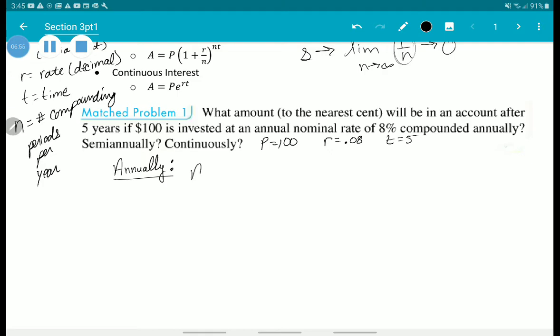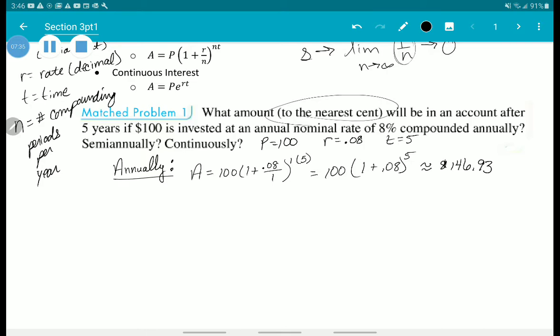So annually, we're going to have A equals P times 1 plus the interest rate divided by N. Now, since we're doing this annually, N is 1, to the N times T. T is 5. Before you type this in the calculator, you're going to want to simplify that exponent there. It's just going to make it easier. So now when I type this in the calculator, I got about 146 and some change. Since it says round to the nearest cent, that would be 2 decimal places.